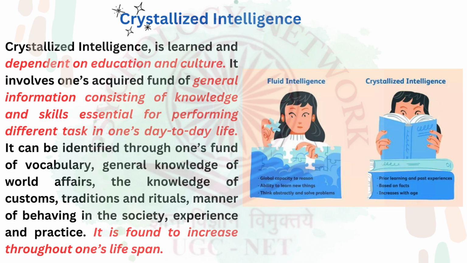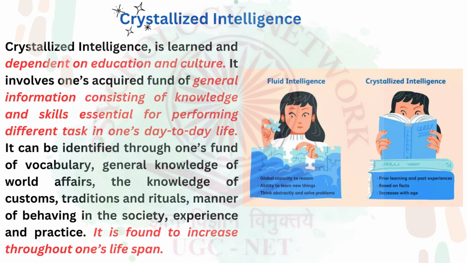So where does this kind of intelligence come into play? It is essential for performing day-to-day activities, the knowledge about places, things, politics, world affairs, environment. These are all your crystallized intelligence. Whatever you're learning about your religion, rituals, how you have to walk and talk, and how you have to be in a social environment, these are all your crystallized intelligence.